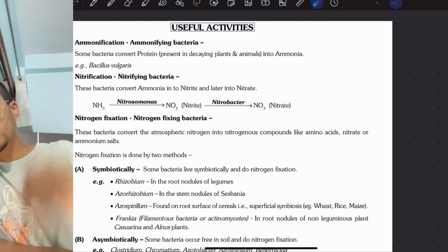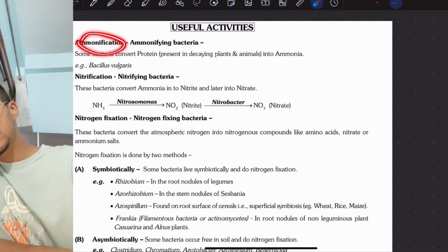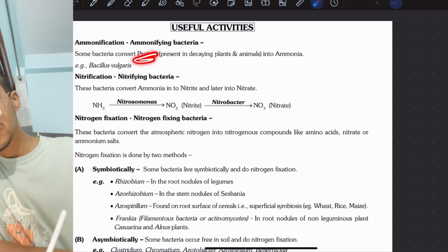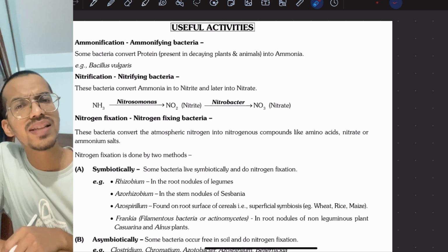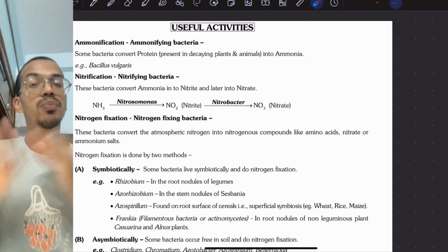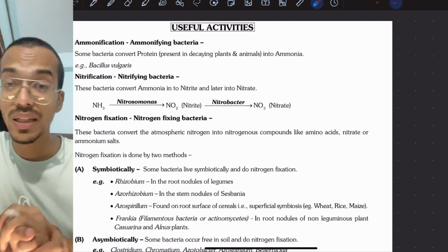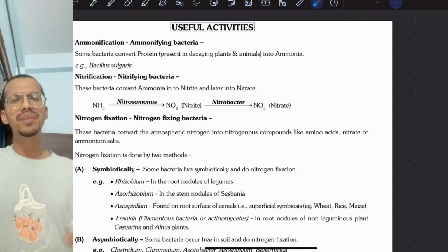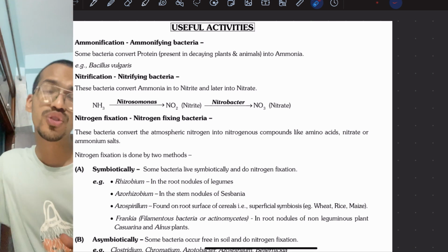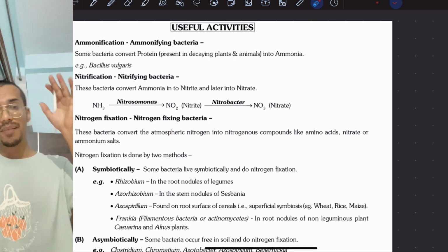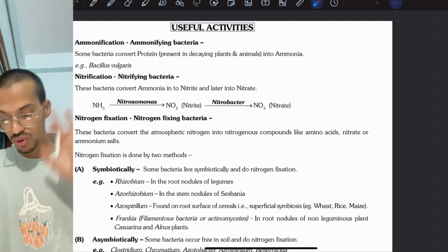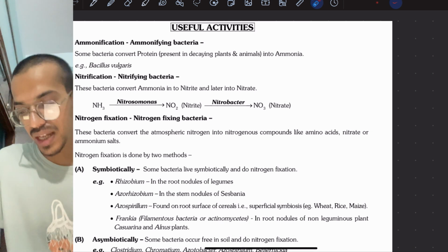That is, the useful effects of bacteria. Like ammonifying bacteria, what do they do? They convert proteins into ammonia. As we keep learning, you will understand that most of our body's work is done by proteins. If I'm able to speak, it's because proteins are forming for this function to occur. Everything is done at the molecular level with the help of proteins.